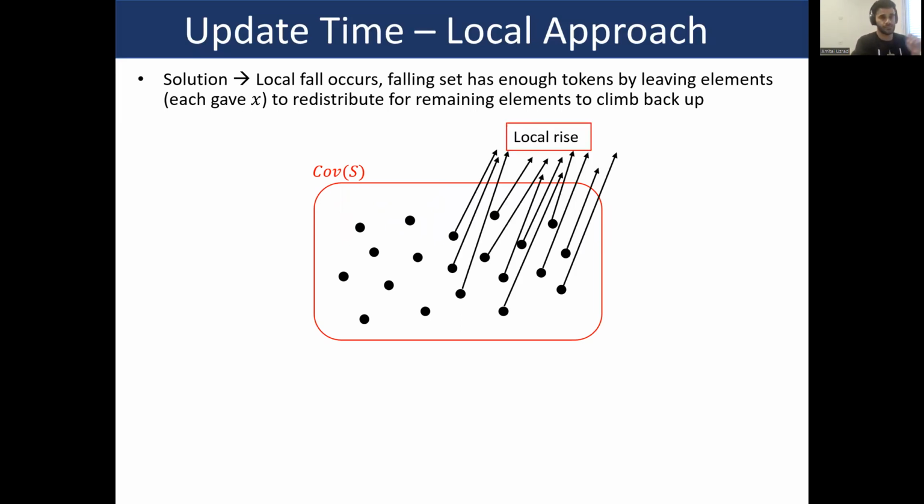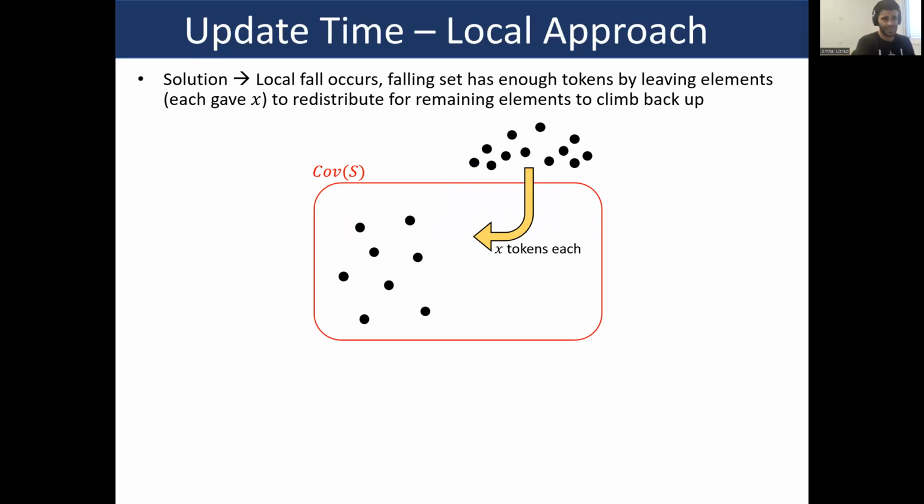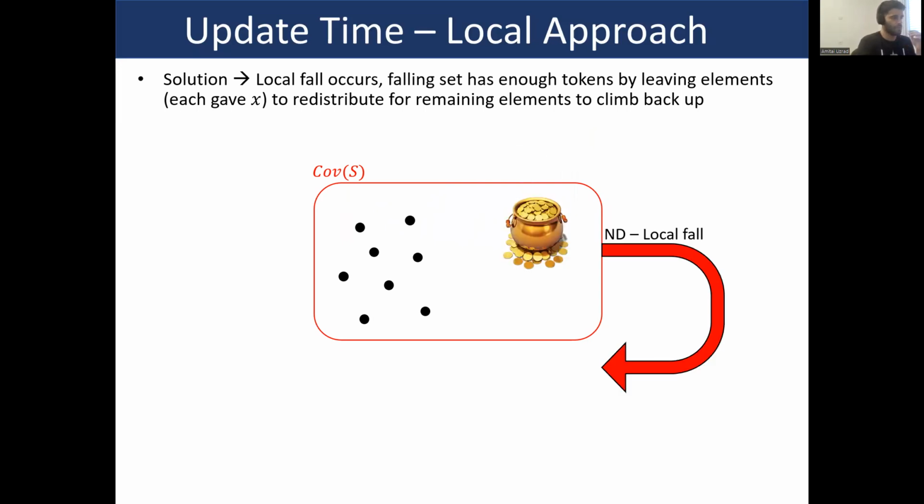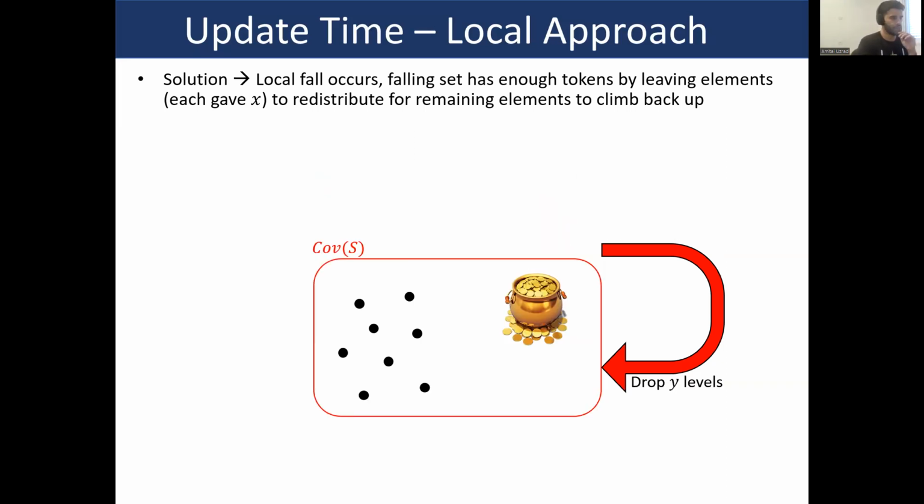So let's see, all these elements lead to a local rise. Each leaves X tokens. We have a huge pot of tokens now for Cov S. And then Cov S is ND because many left. It drops Y levels. But I have enough tokens. What I want is for Cov S to obtain enough tokens from the leaving elements, such that it can redistribute Y times X plus 1 tokens for each element. That way, each element can climb back up to the level that it was at before the fall.